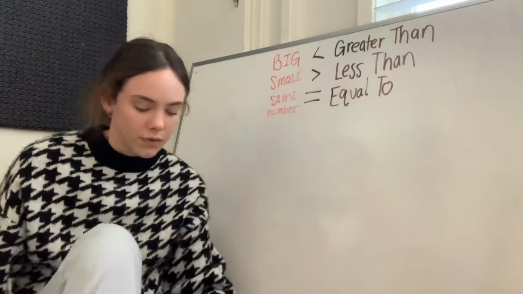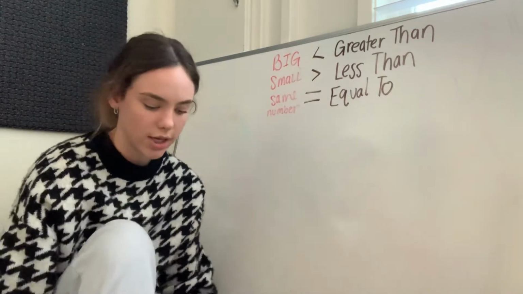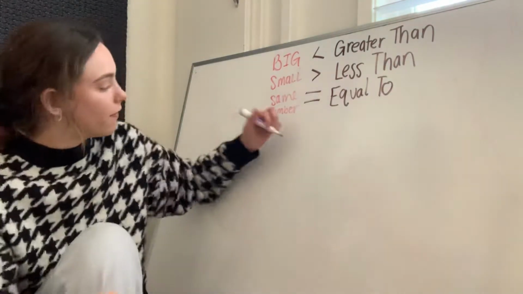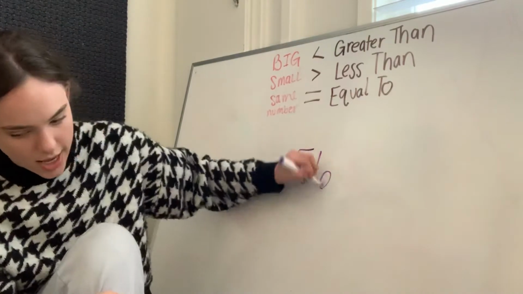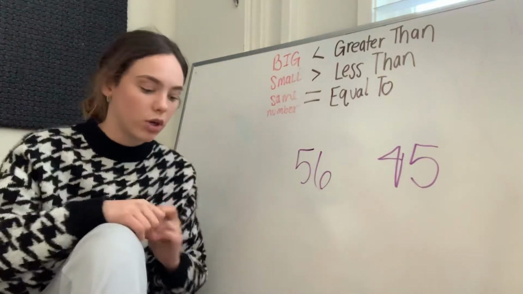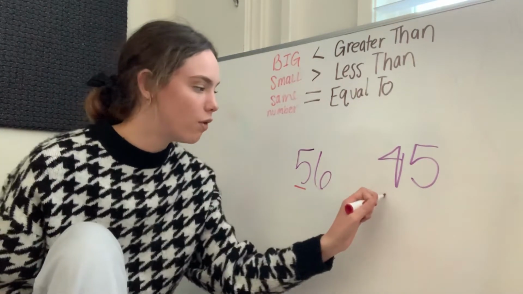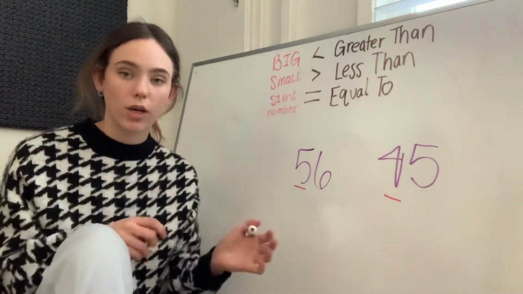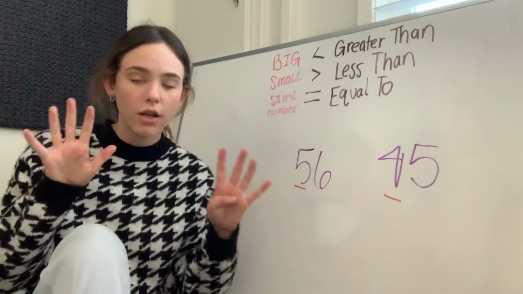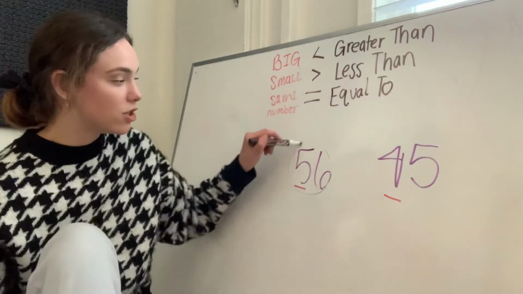Okay, so now I'm going to write two numbers on the board, and I'm going to show you how you can work through a problem. We have the number 56 and 45, and we're trying to figure out which one is greater. We're going to start by going to the tens place. We all know that the 5 and the 4 are in the tens place, so we're comparing those two numbers. In our heads, we're going to ask, which one's bigger, 5 or 4? 5 is the bigger number, so we know 56 is the greater number.